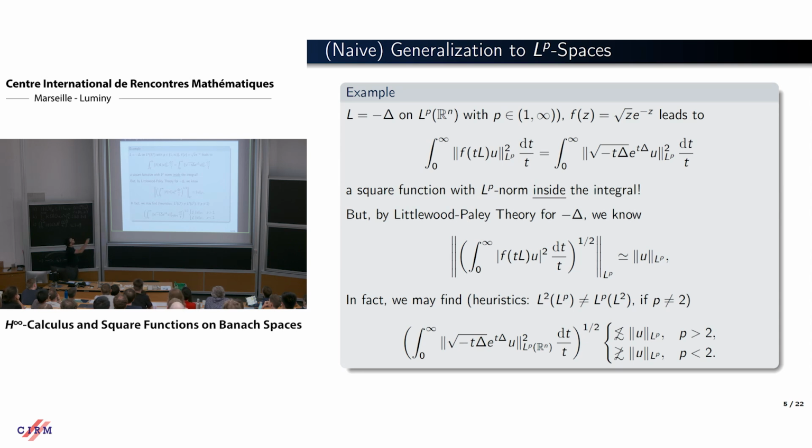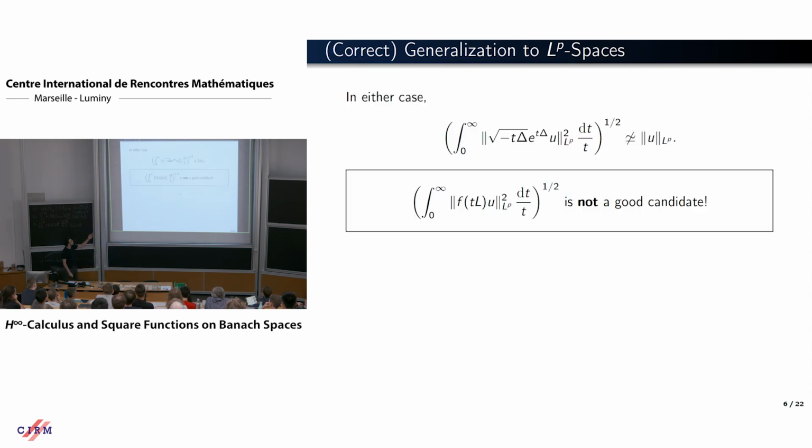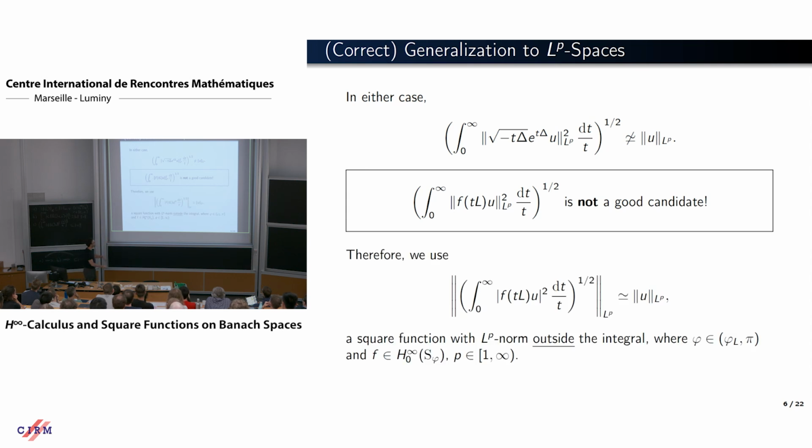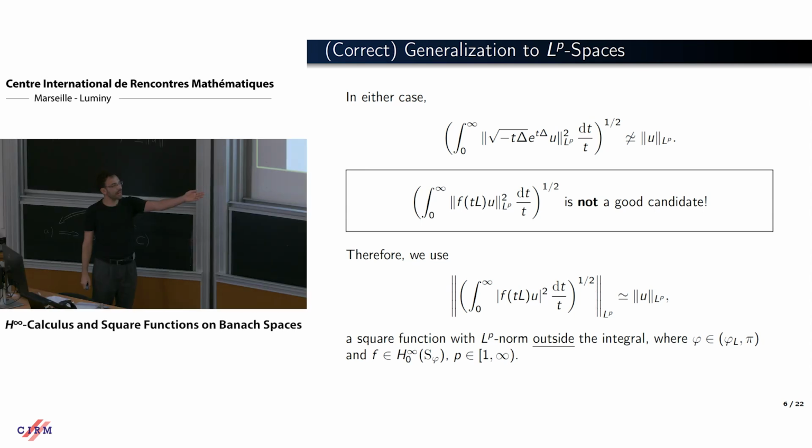So we do not naively generalize this, but in fact we are going to use this particular square function norm here. In either case, this is not equivalent to u because we know what is indeed equivalent to u. This is not a good candidate as a square function. We use the one with L^p norms outside of the integral, where phi is to the left of the sectoriality angle and f is in our suitable function class that we all know.